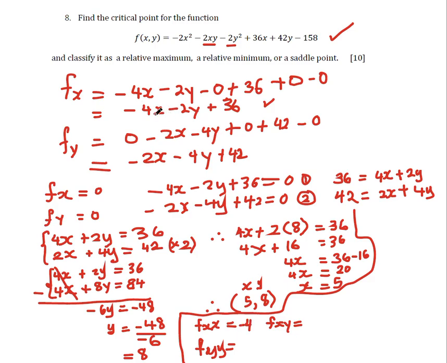Because we're differentiating with respect to x. When we differentiate negative 2y with respect to x, y is treated as a constant, so that would be 0. And of course, when we differentiate 36, we'll get 0.